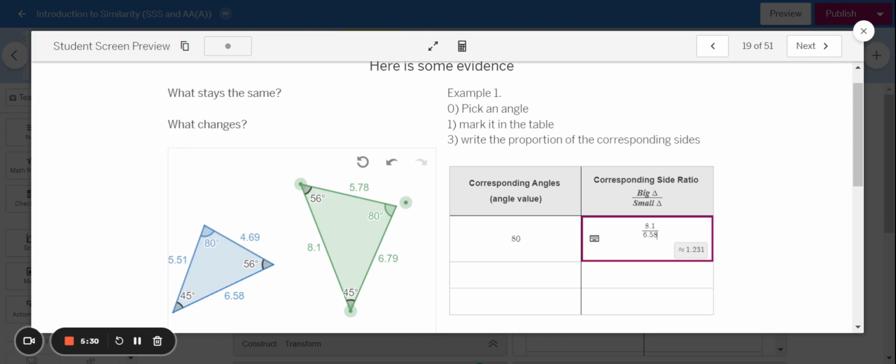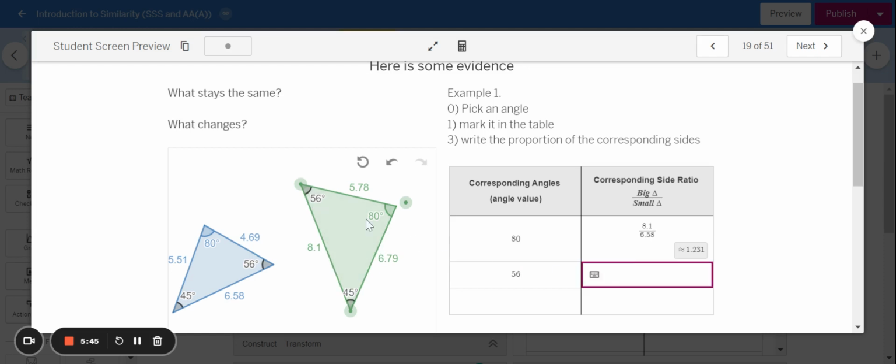And what we're looking for, if they are similar, the angles will all be the same, which they are already, then the scale factor should also be the same. Okay, that's what we're trying to show ourselves here. Next one I will choose is 56.